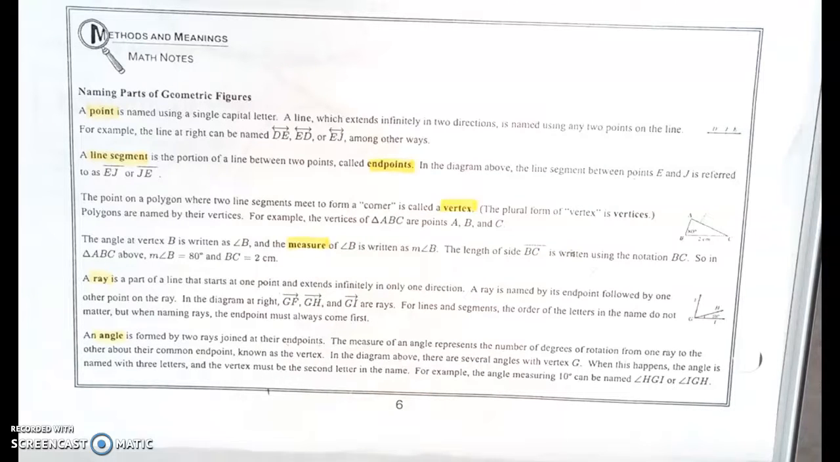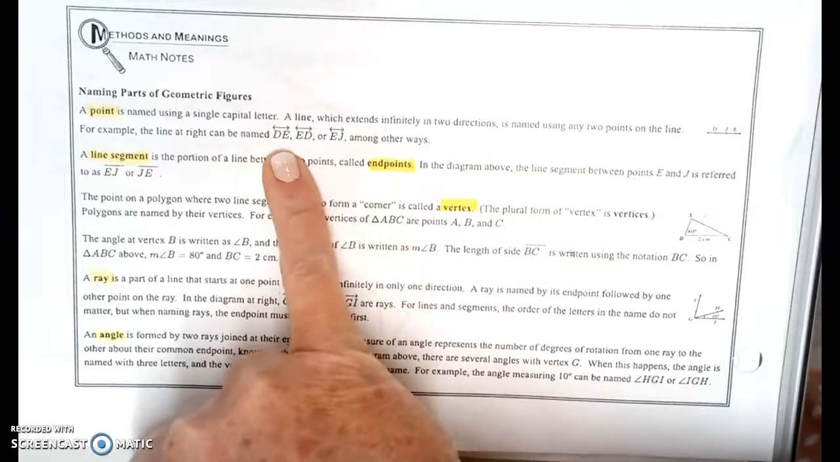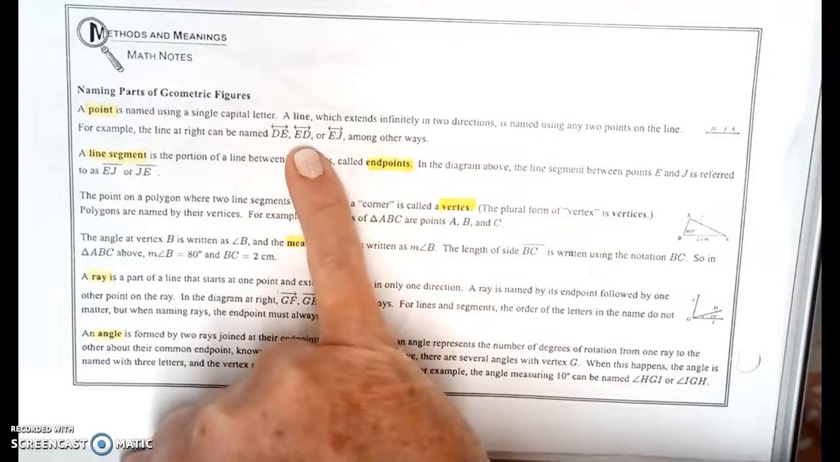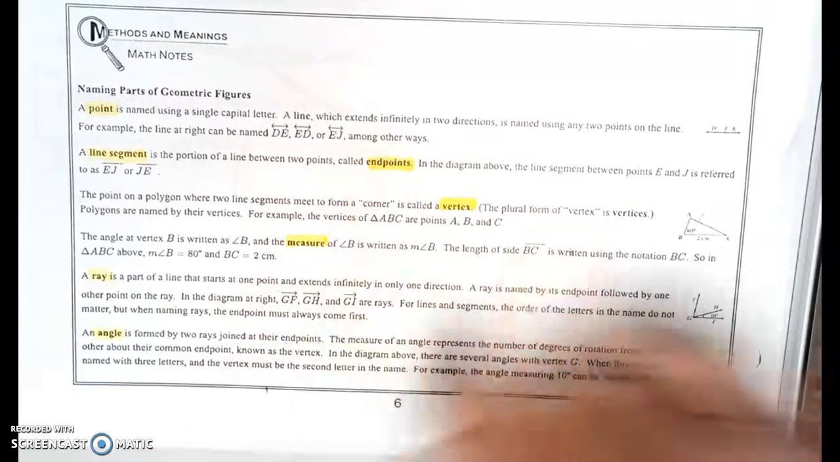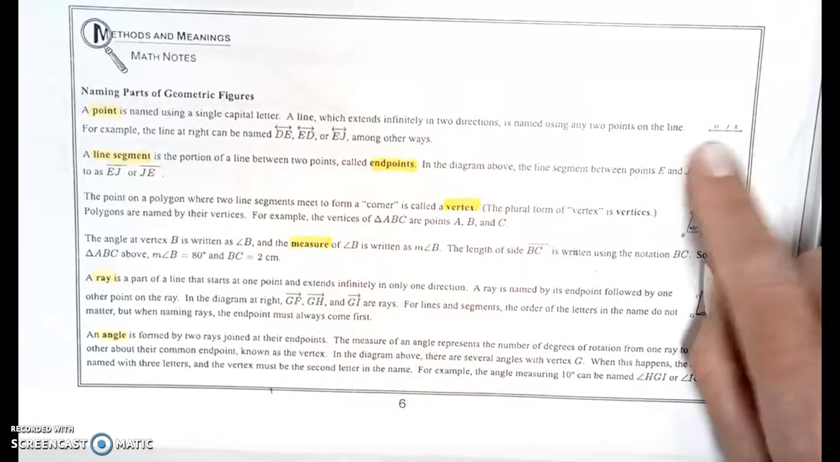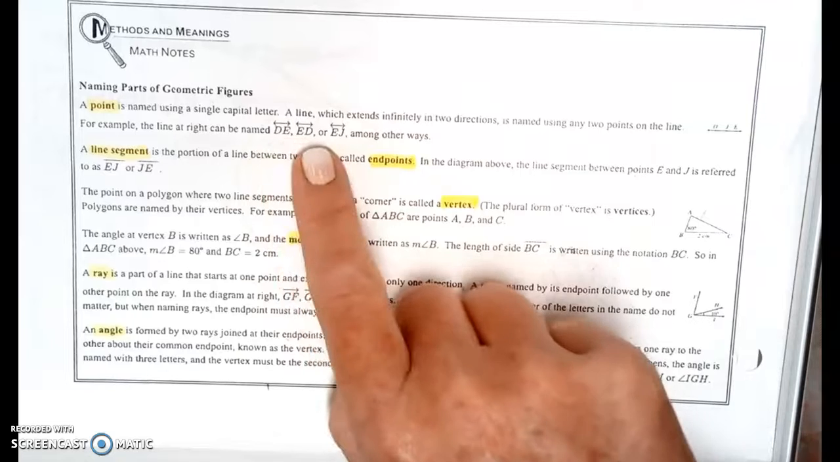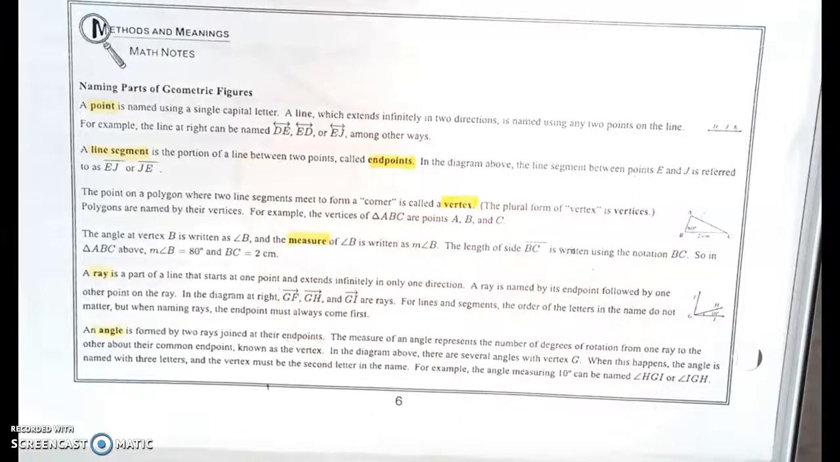A line, which extends infinitely in two directions, is named using any 2 points on the line. For example, the line at right can be named line DE, line ED, or line EJ, among other ways. So over here it can go this direction or this direction. It doesn't matter the order that you start in, okay? Order will matter on something else later, all right?